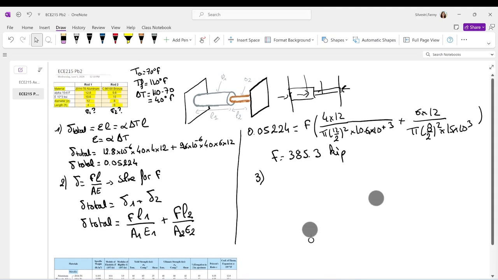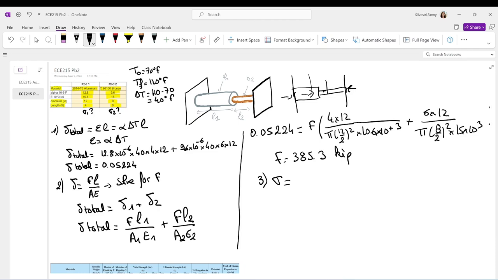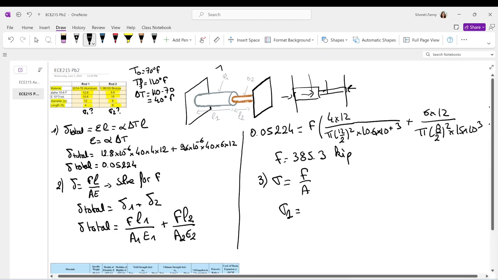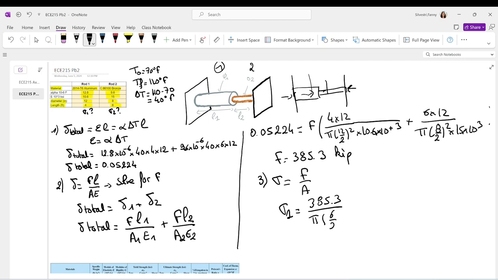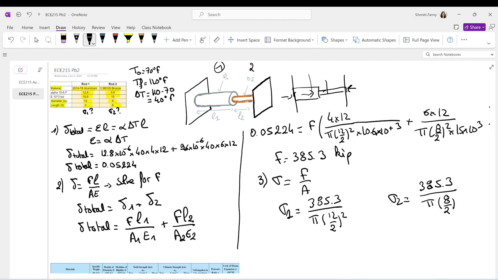Now that we have the force, and we remember we said that the force is the same everywhere, we can apply the formula that we know since the beginning, sigma, the normal stress, equals the force divided by the area. So sigma in rod number 1, this is number 1, this is my number 2. In number 1 equals the force, 385.3, divided by the area, pi times the diameter is 12, so 12 divided by 2 squared, and the sigma 2 will be 385.3 divided by pi times the diameter is 8, so 8 divided by 2 squared.